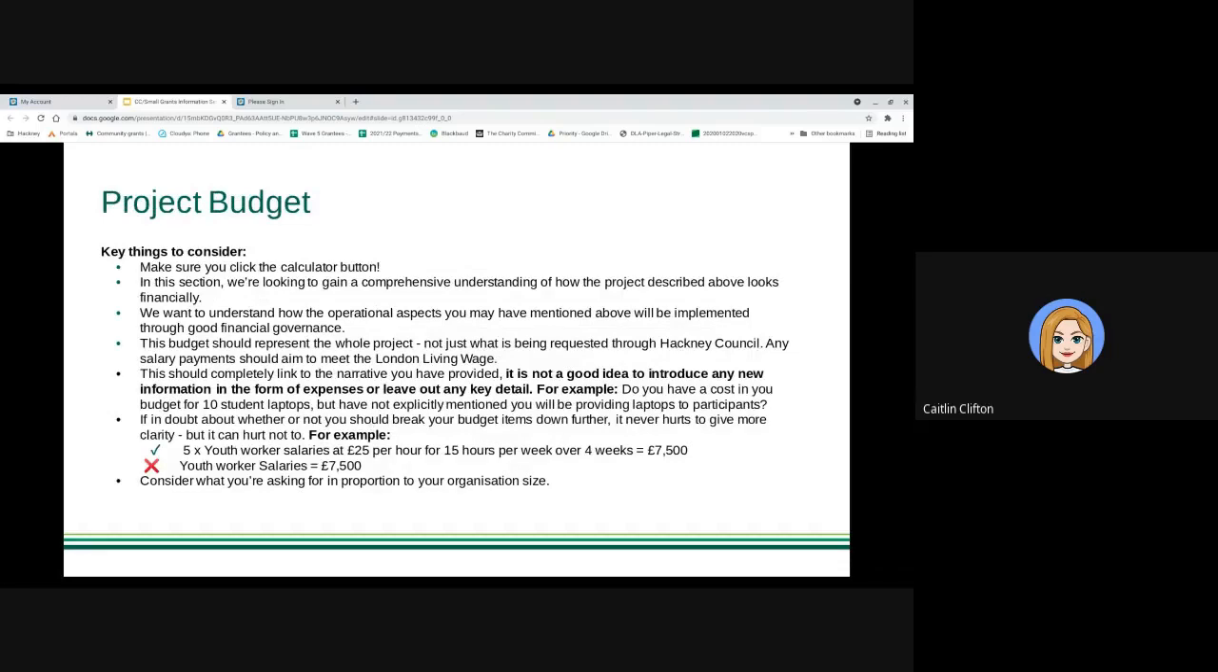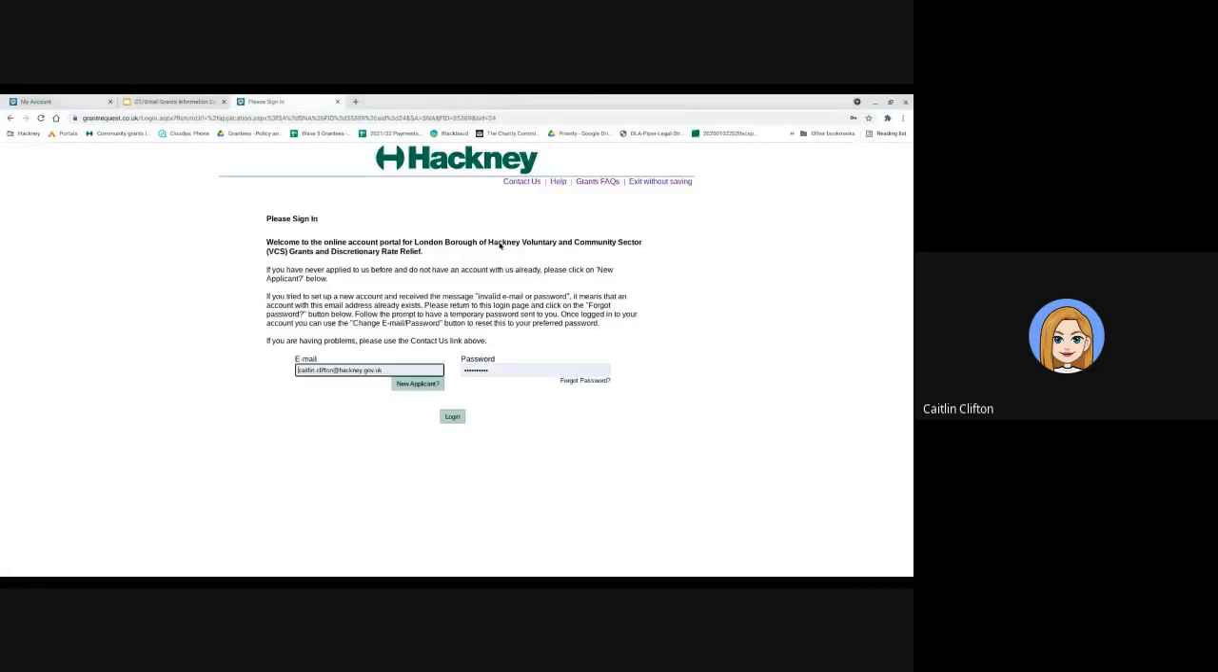Project budget. Key things to consider. Make sure you click the calculator button. Maybe I will take you into our application form if you'll bear with me for one second, just so you can visualize how this is going to work and what I mean when I say click the calculator button.